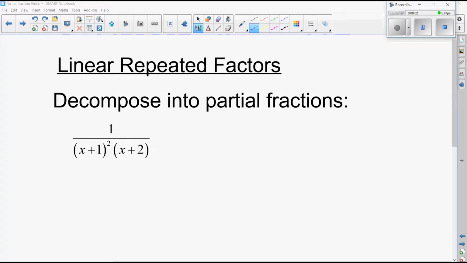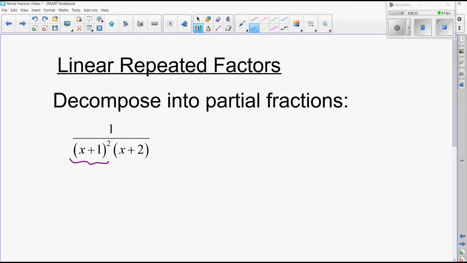Linear repeated factors. This is the second example where I'm going to show you how to decompose, or resolve, a fraction into its partial fractions, given that the denominator has a repeated factor. Having a close look at the denominator, you see that the repeated factor is x plus 1. So I have x plus 1 times x plus 1 times x plus 2 in the denominator. So when I resolve this fraction into its partial fractions, I'm going to resolve it into 3 fractions.